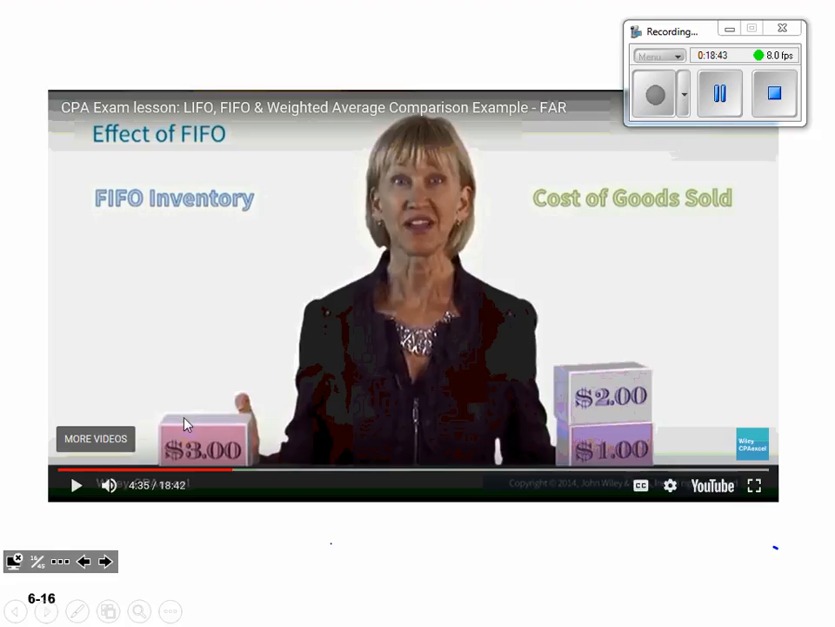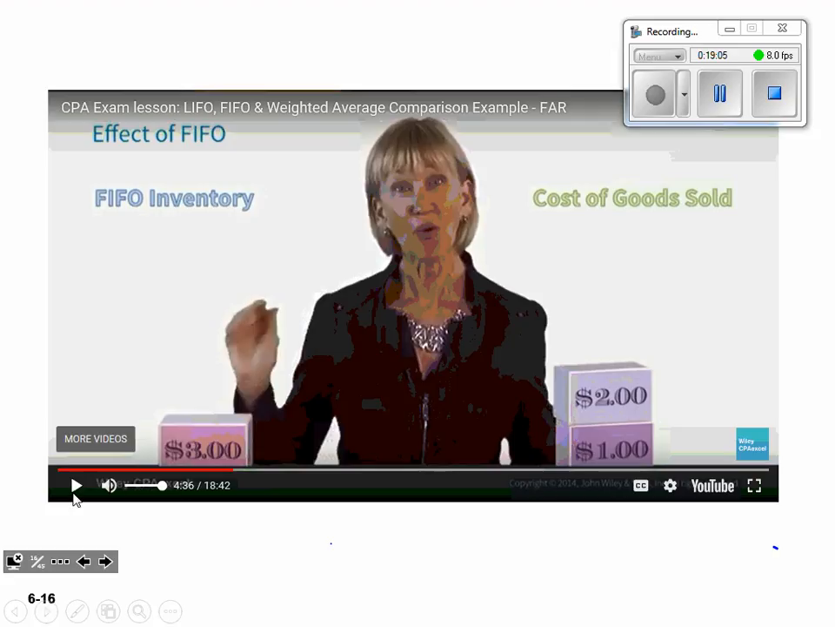So FIFO will result in the highest net income because you sold during times of rising prices, which tends to be the norm. During times of rising prices, FIFO will result in the largest net income because you're selling the stuff. It's just that the cost is the smallest. Yep. And you're going to see that play out with numbers here when we actually do it.